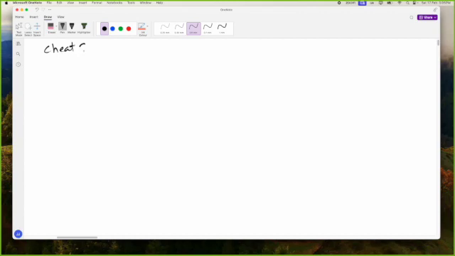Cheat sheet. Remember, the cheat sheet is something we just try to do at the end of every single topic.